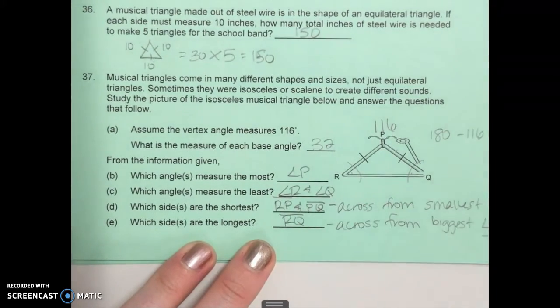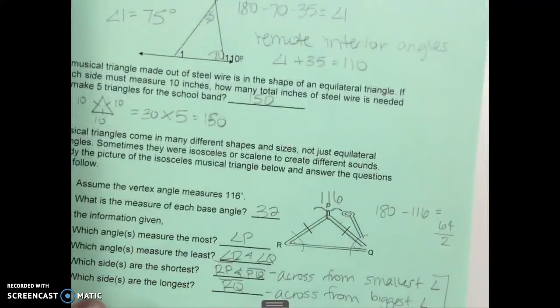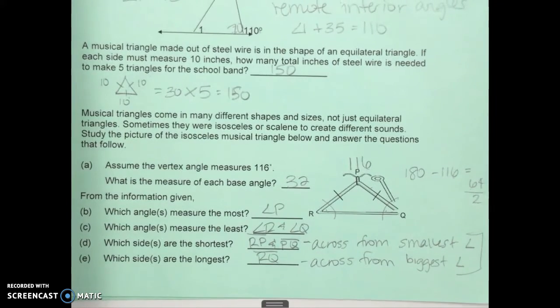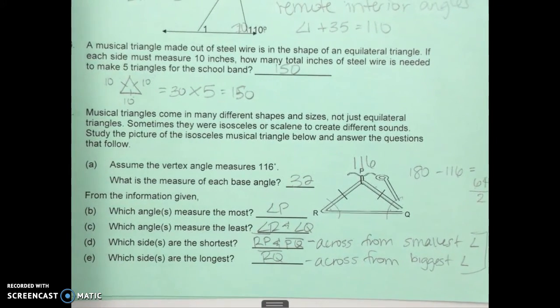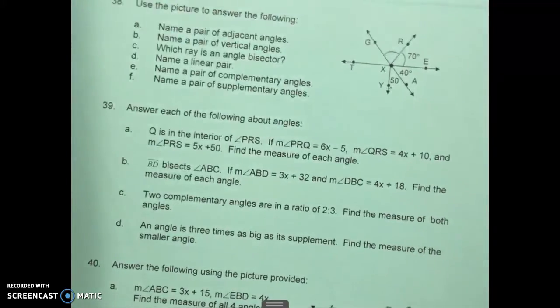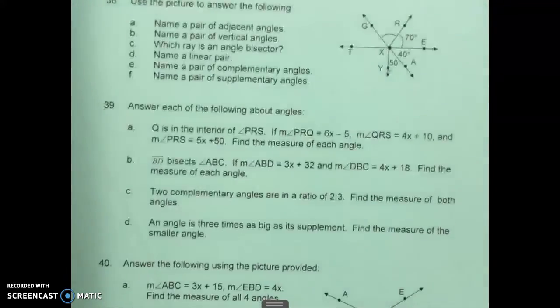This information is true for every triangle. So if you're trying to put them in order or trying to find missing angles or missing sides, the biggest side has to be across from the biggest angle and the smallest side across from the smallest angle. I'm going to stop right there because I think this next question will take longer than I have left on my video.